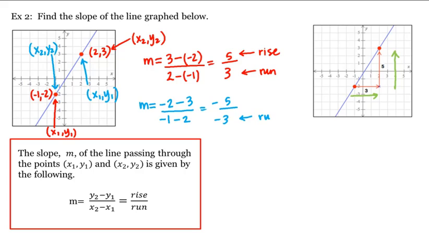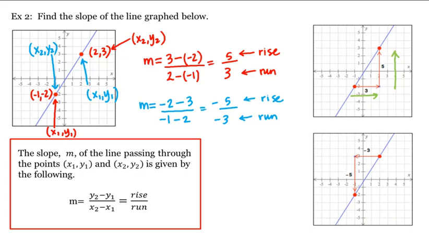So the run is -3, rise is -5. That is, from our first point, we go to the left 3 units, and then down 5 units to get to our second point. But in either case, we get that the slope is equal to 5/3. And this is how you compute the slope of a line.